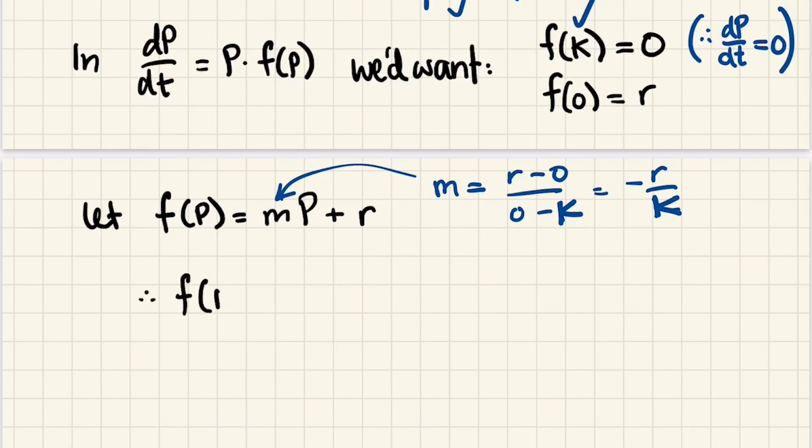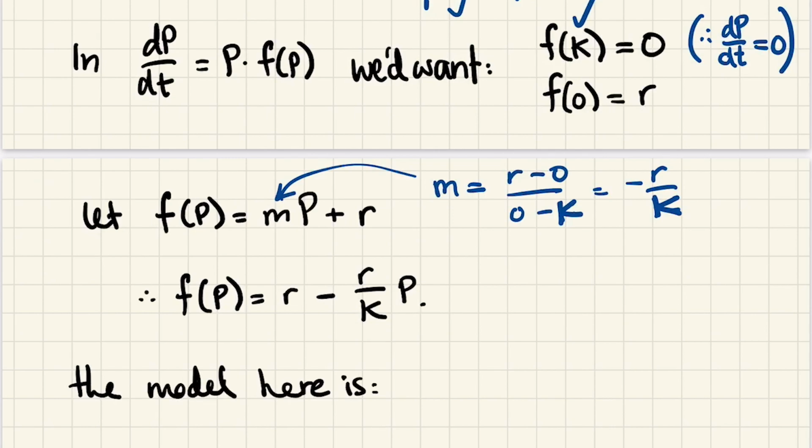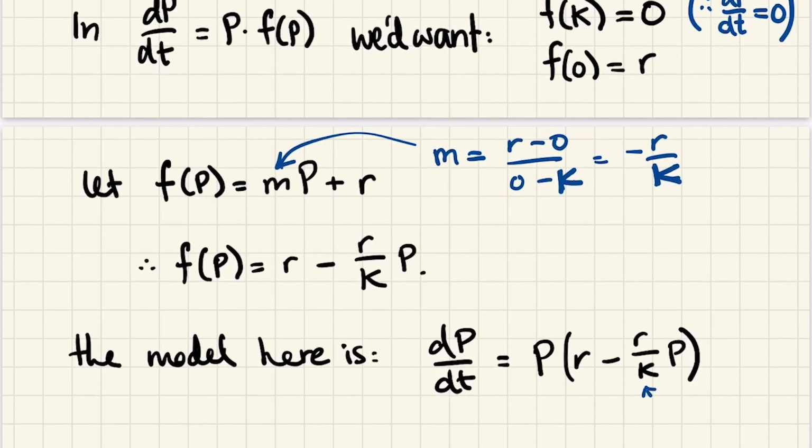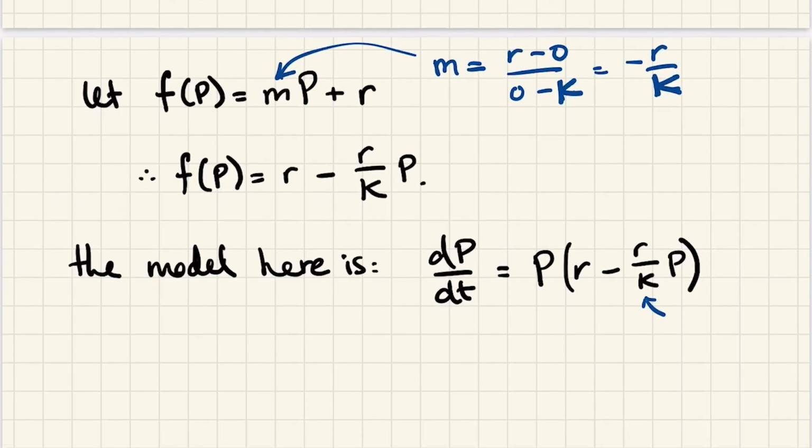So therefore, our f of p is r minus r over capital K times p. And therefore, the model here is dp dt, which would be p times f of p, but f of p is r minus r over capital K times p. And again, I will just remind you that K is the carrying capacity.